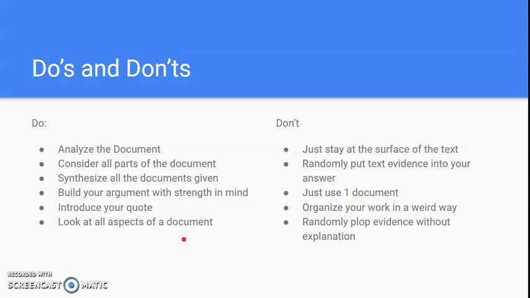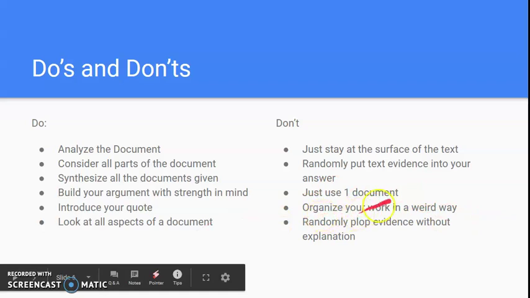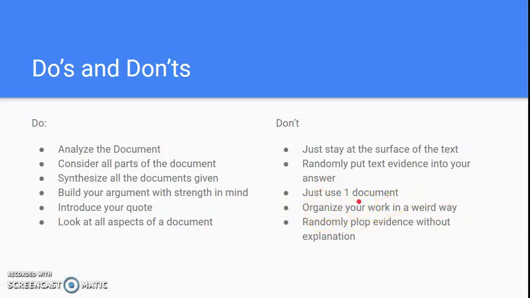Of course, don't just stay at the surface of the text. Don't just say, oh, he said this, so it must mean something, and I could probably use it. Of course, this ties into the next one, where you just randomly put text evidence in your answer. Never do that, because you never know if that text evidence might not support your thesis. Of course, another big no-no is just using one document. They give you anywhere between 3 to 7 to 10 documents, and you're just basing everything off one document.